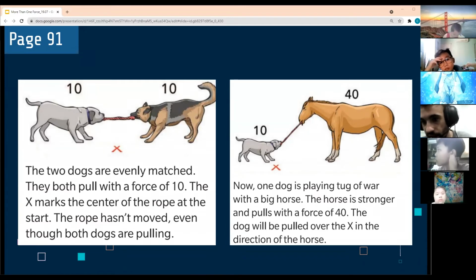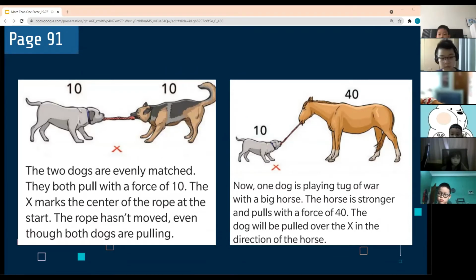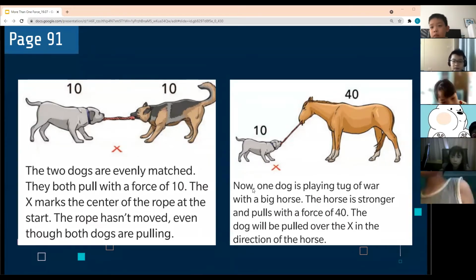Alex got it correct. And let's have, make sure I call on everyone here. Let's have Cherry. Now one dog is playing tug with a big horse. The horse is stronger and pulls with a force of 14. The dog will be pulled over the edge in the direction of the horse. Yeah. And what's this an example of, Cherry? Is this a balanced force or unbalanced? What do you think, Cherry?